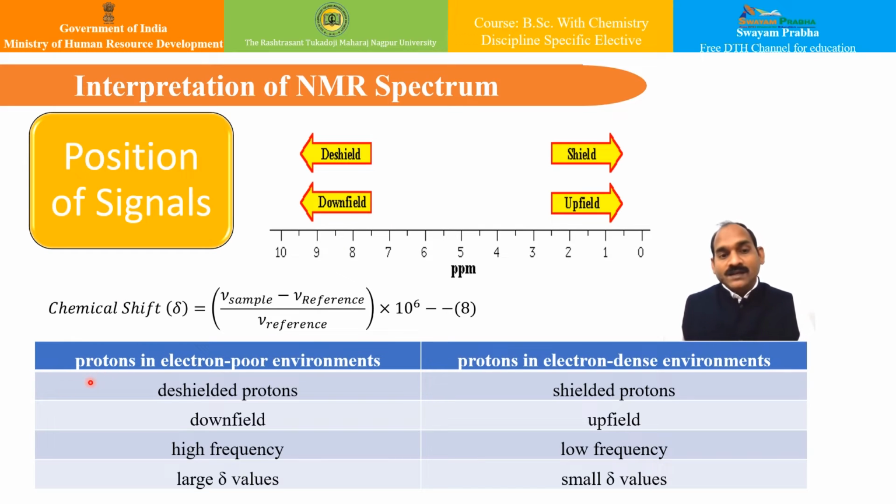If you can see here, a proton in an electron-poor environment will be a de-shielded proton. It will go towards downfield at high frequency, and it will have large delta values, that is, a large chemical shift. Likewise, whenever protons are in an electron-dense environment, these protons will be shielded, and the field will be upfield. At low frequency there will be much smaller delta values, and therefore they will be towards the TMS peak, isn't it? This is the formula for chemical shift that we have seen already.